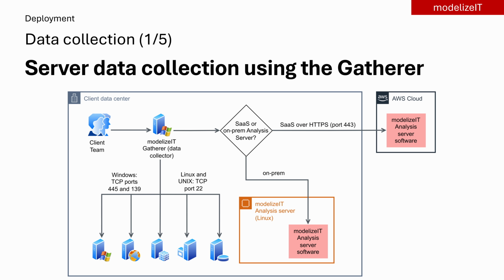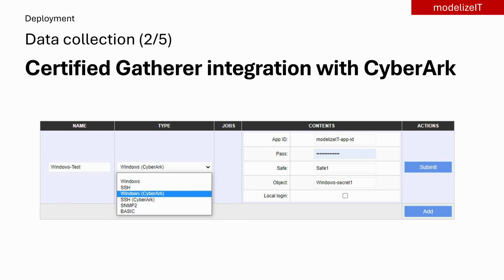For deep configuration details, you typically do need elevated access, such as sudo on Linux and Unix, or local administrator on Windows. For Windows, the discovery targets will need to have port 445 open. If the Windows targets are really old, they might also need to open port 139. For Linux and Unix discovery, the targets will need to have their SSH ports open. Also, for environments that use CyberArk, the gatherer can integrate with it directly for credential retrieval. That allows clients to follow existing privileged access workflows without manually managing credentials throughout the collection process.